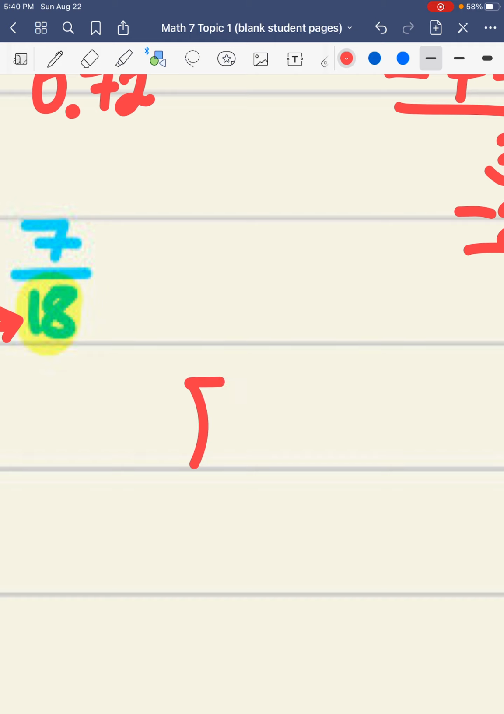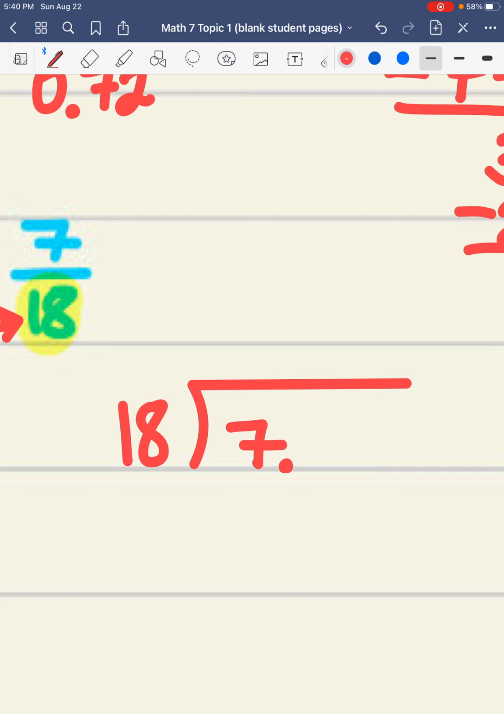So we have our division bracket here. We know that our numerator goes inside and our denominator outside. So 18 does not go into 7, so I'm adding a decimal and a 0. 18 does go into 70. So I know that 18 times 1 is 18. 18 times 2 is going to be 36. So let's try 18 times 3. 3 times 8 is 24. 3 times 1 is 3 plus 2 is 5. So I get 54.